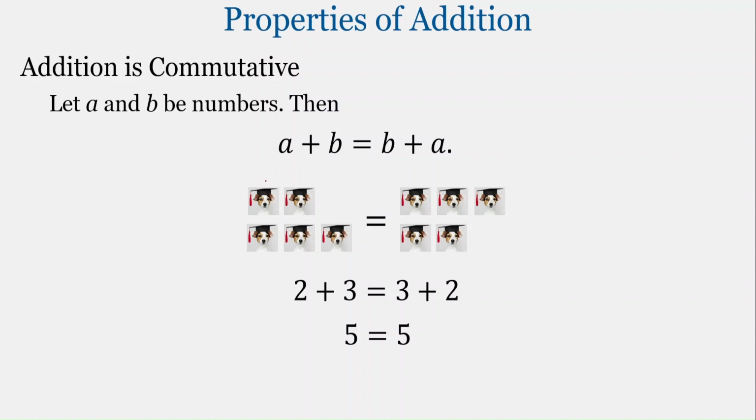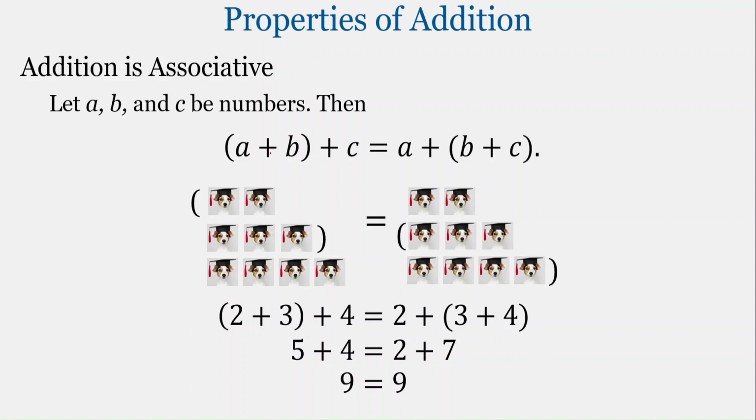When I'm counting dogs, if I start with 2 dogs and then add another 3 dogs, my total will be 5 dogs. And that's the same as if I started with 3 dogs and then added 2 more. The total is still 5. Order does not matter. Again, this applies only to addition by itself. No other operations are present.